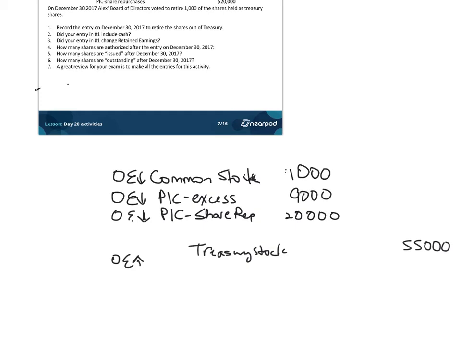This journal entry still doesn't balance. I'm still needing 25,000 more. We saw in the last activity, I told you, when in doubt, use what? Retained earnings. So that's what we're going to do here. Okay, so if you looked at this entry versus the entries from the last activity, you're going to see the only difference is that here we used treasury stock as our credit, and the entries before we used cash. Okay, so that is the only thing that changes. Did your entry include cash? And you would say, no, no cash. No cash here.